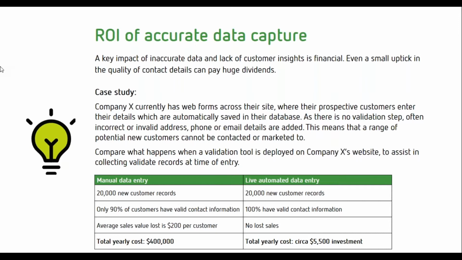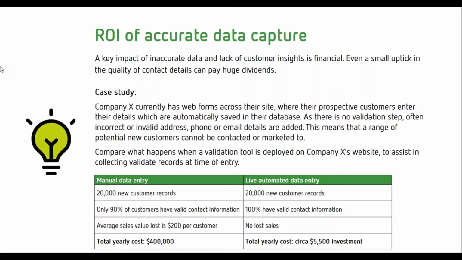This is pretty typical. So company X has web forms across their website, or across their whole network, where prospective customers enter their details and automatically saved in their database. So in this case, it's on the front end, but it equally could be people making phone calls into a call center where their data is saved in MS Dynamics. There's no validation step, so often people are putting in incorrect or invalid address, phone, or email information. So it means that a range of potential new customers cannot be contacted or marketed to. So you're either getting dud leads because the person's fat-fingered or accidentally mistyped things. It could be people that are genuinely trying to just not provide the right details to you and wasting your time.